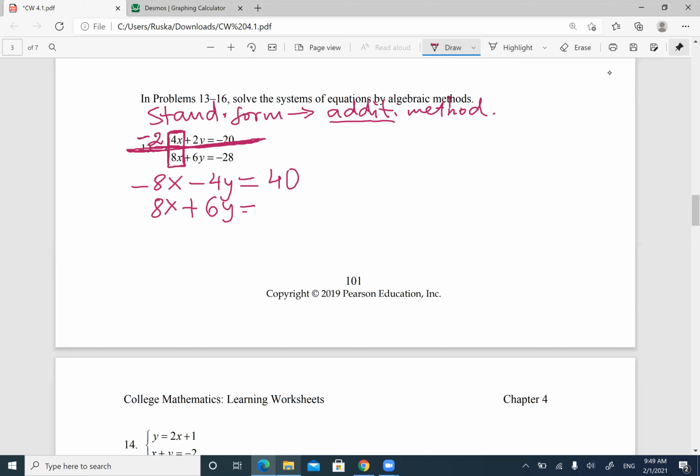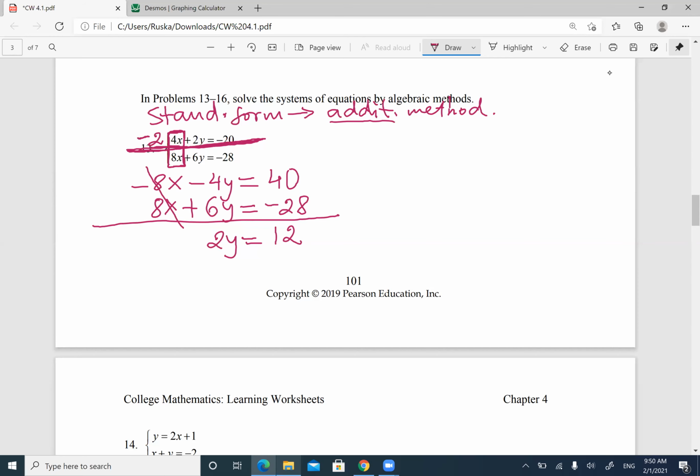Sometimes you multiply both, sometimes you multiply one of those. Okay, but your goal is to match the same x's or the same y's. In this case, see, when I add them, what's happened? 8x minus 8x is 0. And what is left? 6y minus 4y is 2y equals what you have on the other side. You have 40 minus 28, which is 12, right? See, this is your goal.